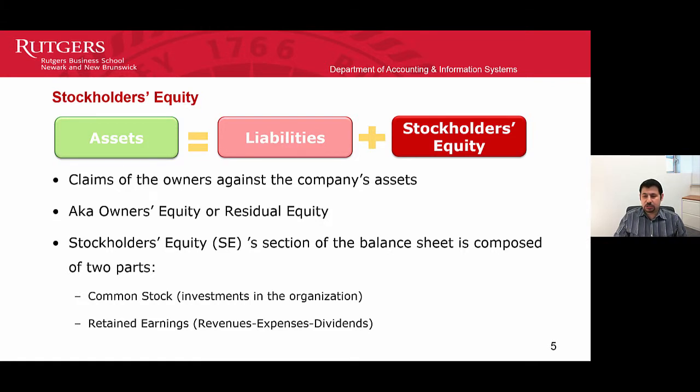So this is the part of the net income that remains in the company, and usually companies keep this in order for future expansion or to run the business in the future. And again, it can be computed by subtracting expenses and dividends from revenues. So basically, it's revenues minus expenses minus dividends.